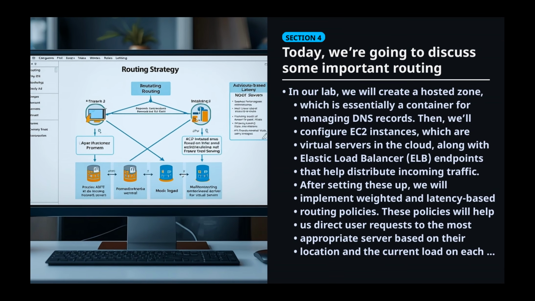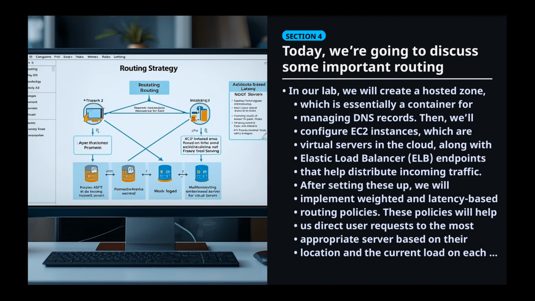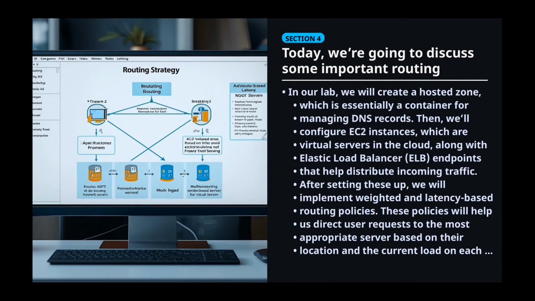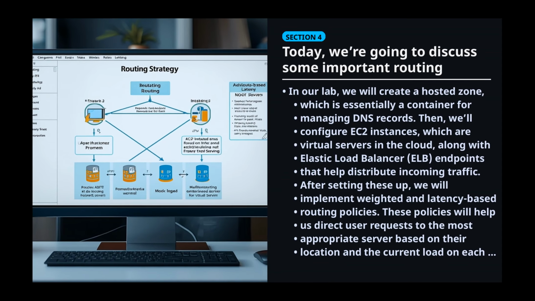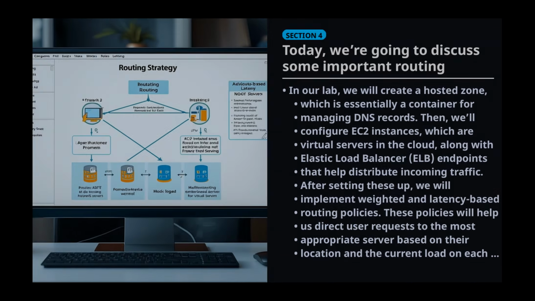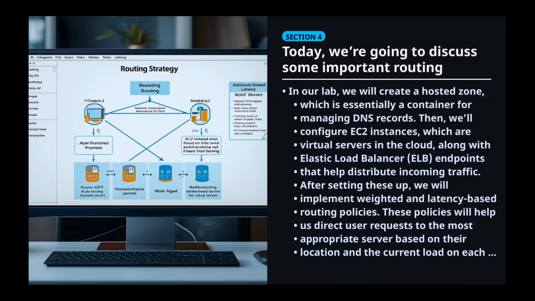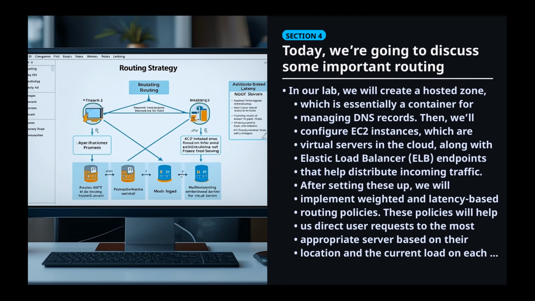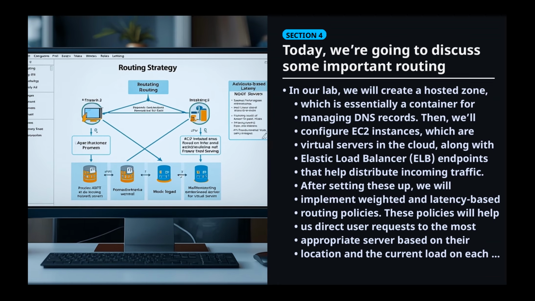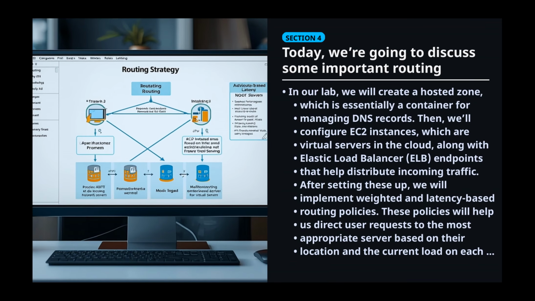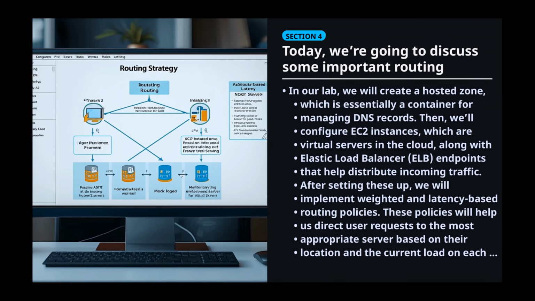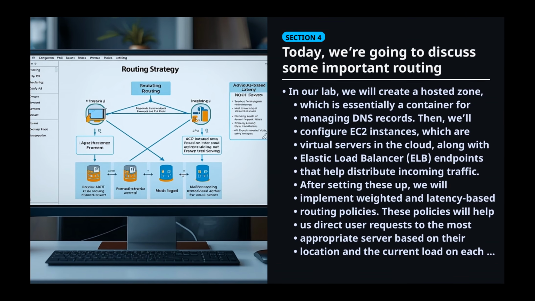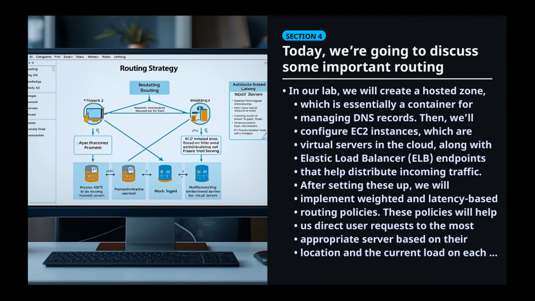Then, we'll configure EC2 instances, which are virtual servers in the cloud, along with Elastic Load Balancer, ELB, endpoints that help distribute incoming traffic. After setting these up, we will implement weighted and latency-based routing policies. These policies will help us direct user requests to the most appropriate server based on their location and the current load on each server. Additionally, we will attach health checks to ensure that if one endpoint becomes unhealthy, traffic will automatically be rerouted to a healthy one.